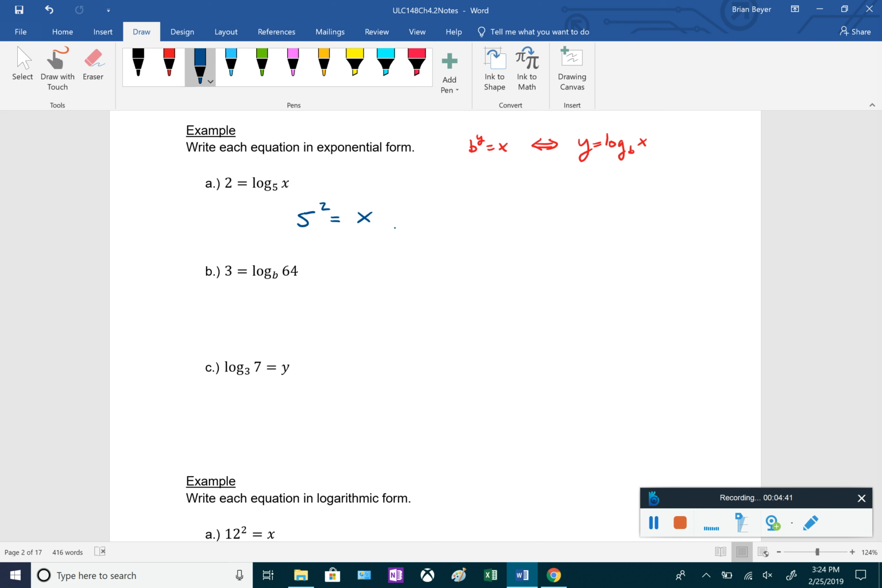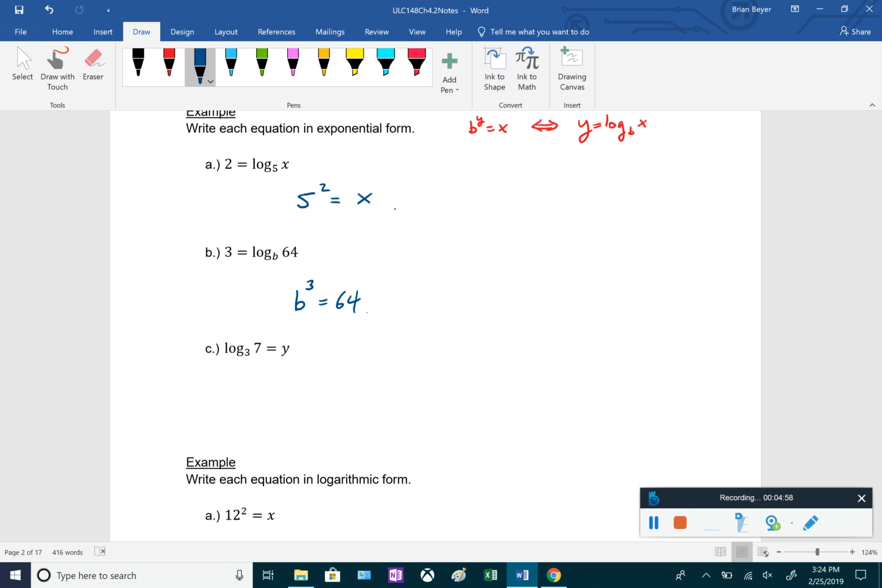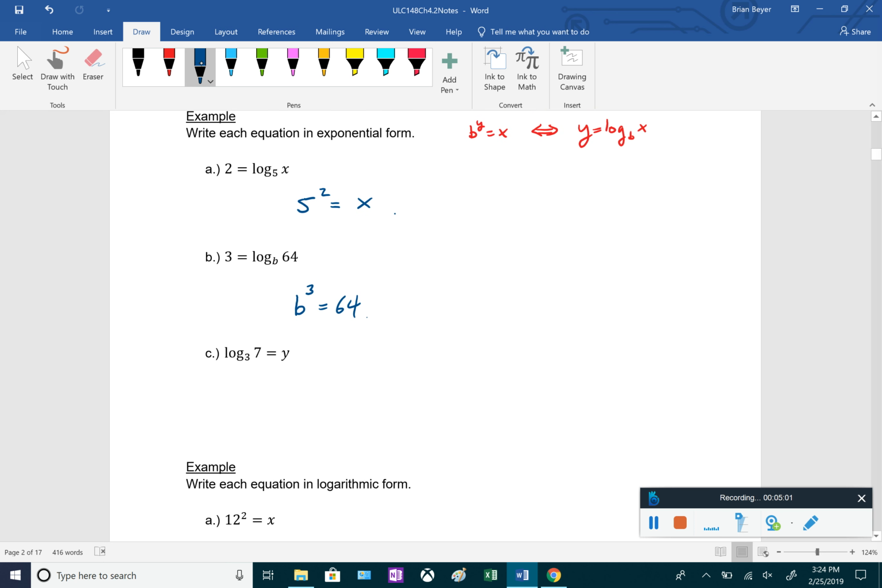Next one we have 3 equals log base b of 64. Once again, I like to start with the base. It's base b. Then you go to the other side of the equation. It's b to the third equals 64, so b cubed equals 64. For the last one here, log base 3 of 7 equals y. Start with the base, raise it to the other side of the equation, equals the input, so 7. So 3 to the y equals 7. If you have to write down the conversion, write it down and identify y, b, and x, or just do it the way that I was saying it out loud there.